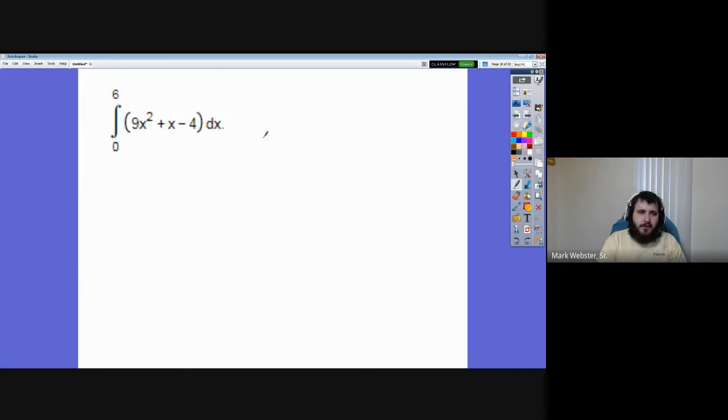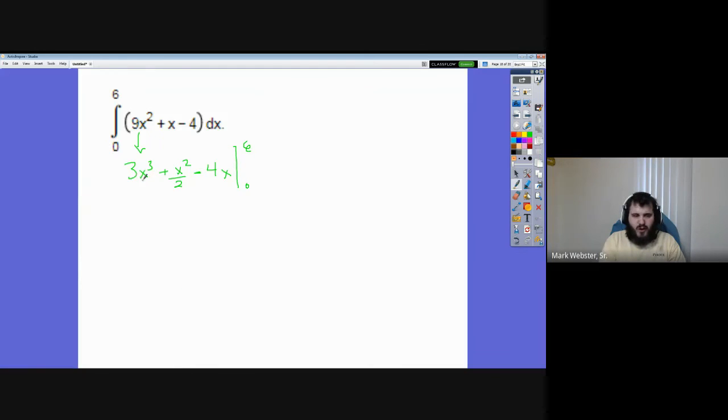All right, so take a look at this part. So what we can do, and again, break it up, make your life easy. The integral of this one, 9x cubed over 3, so 3x cubed. The integral of this one, x squared over 2. The integral of this one, 4x. And again, we're taking this and evaluating it from 0 to 6. Well, when I plug in 0 for all of these, I can just get 0 back. So it's whatever I get when I plug in 6, right?